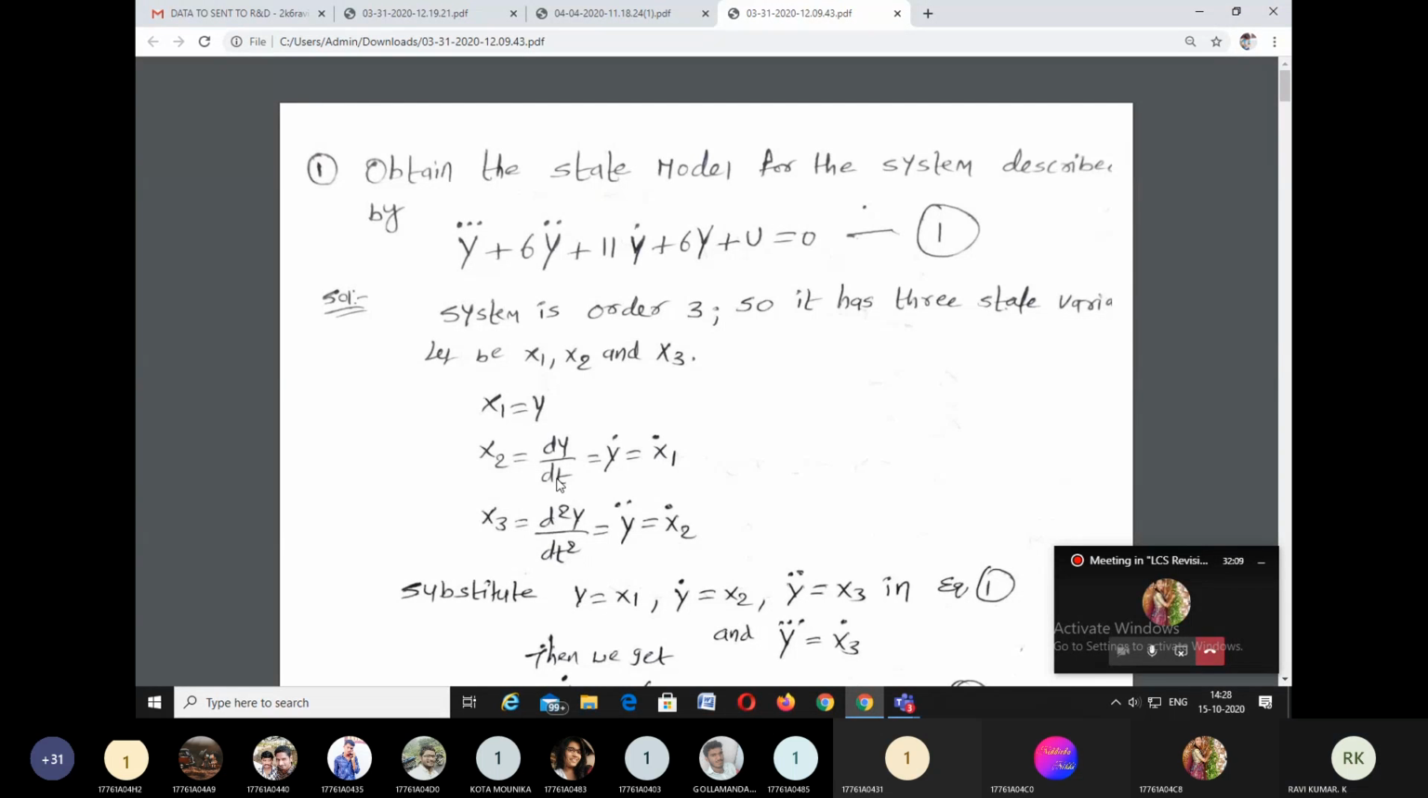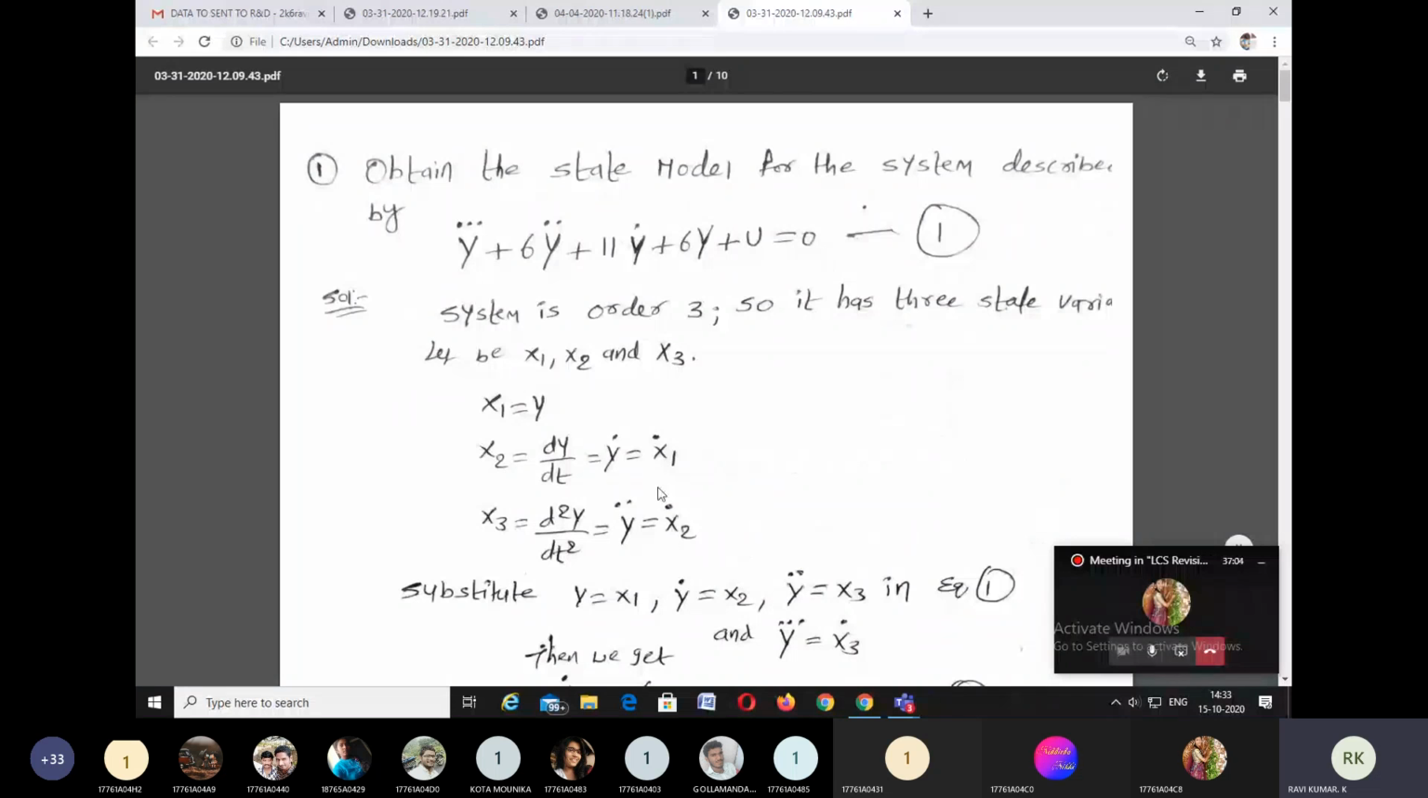x1, x2, x3 are the 3 state variables. Now I am defining x1 is equal to y, x2 is equal to dy by dt, and x3 is equal to d square y by dt square. If x2 is equal to dy by dt, then this is nothing but y dash. If you take the derivative of y, it is nothing but x1 dot, because differentiating both sides, y dot is equal to x1 dot. So x2 is equal to x1 dot. These are our assumptions.